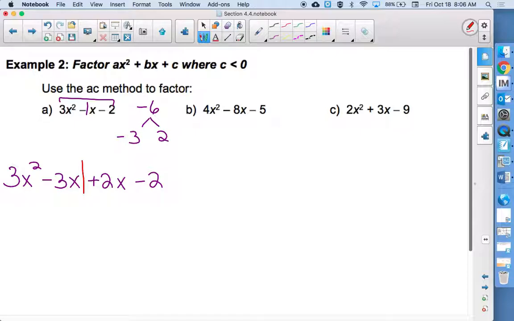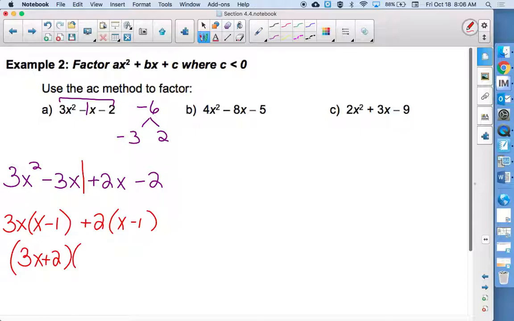So Michael, what would we pull out of the first pair? 3. And then the second pair? 2x. Yeah. So 3x plus 2, and then x minus 1. So again, just make sure those parentheses are matching up.